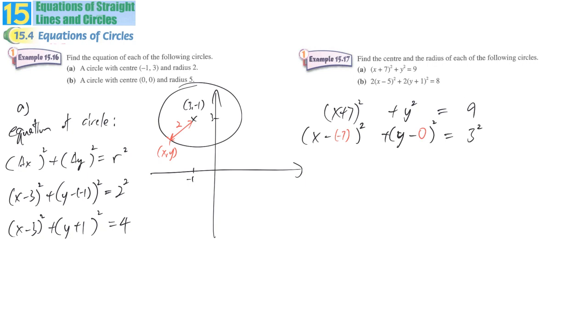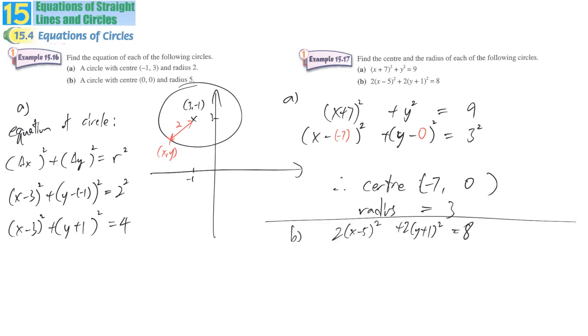So we can easily write down the center now. The center is (-7, 0). X minus that something is the x coordinate. Y minus that something is the y coordinate of center. We are comparing general point with (-7, 0). So the radius is equal to 3. That's part A, and then we are going to finish part B.